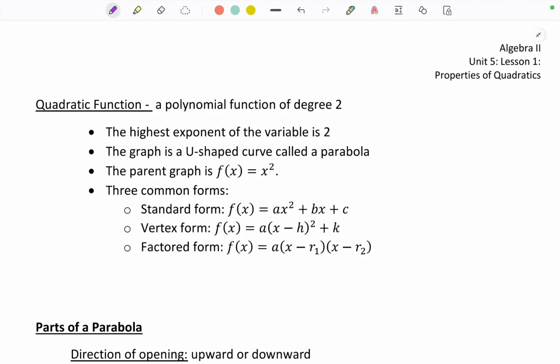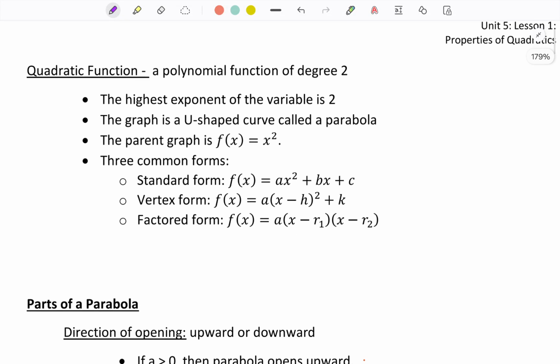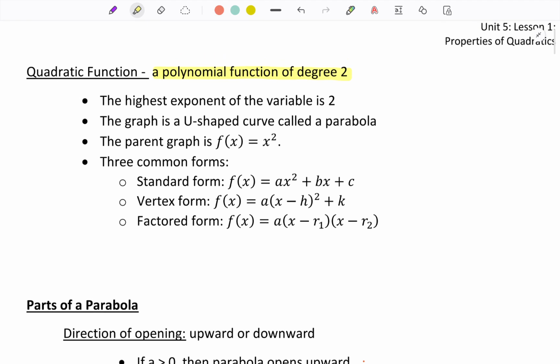So for this lesson, we are going to be looking at the characteristics of quadratic functions and how to locate them on their graph. So a quadratic function, if you remember from the last two units we've talked about, is a polynomial function with a degree of 2, which means your highest exponent is 2. So it should be the only exponent you have.